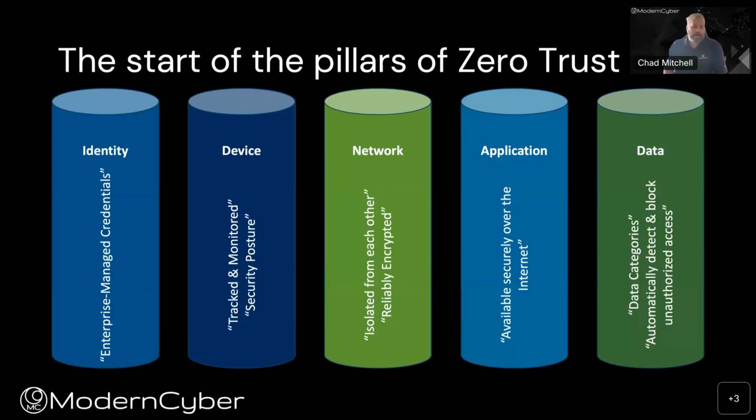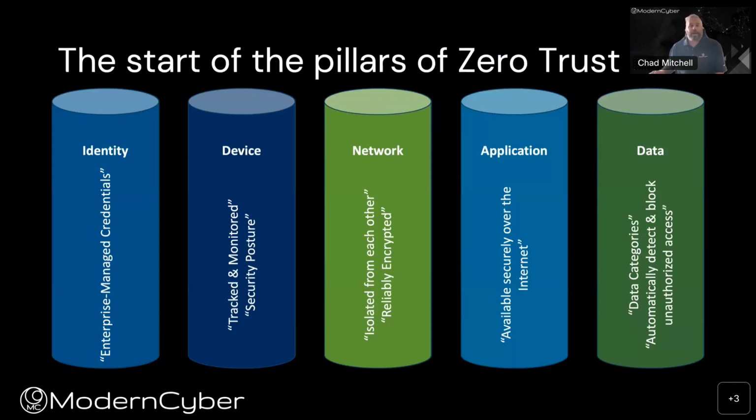So, I like to reference 5. So there's identity, device, network, application, and data. And this is really just taking those things that we saw on the previous slide and highlighting them into the quote unquote pillars that they reside within.